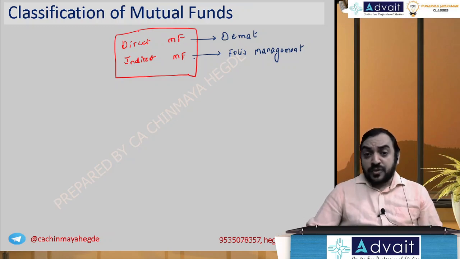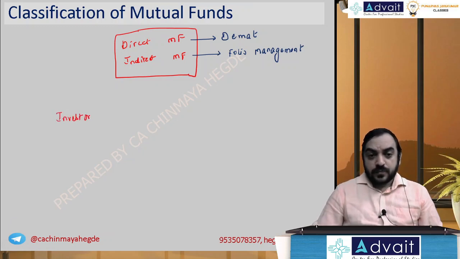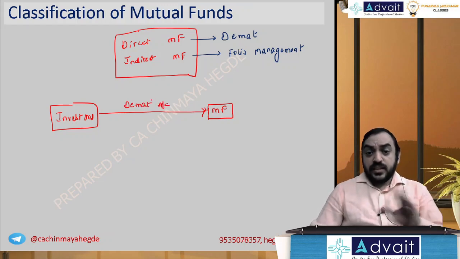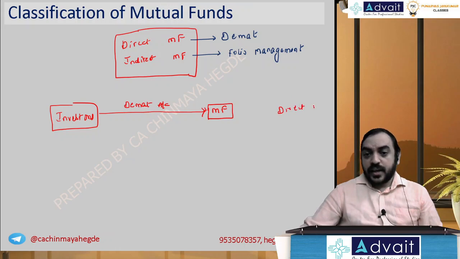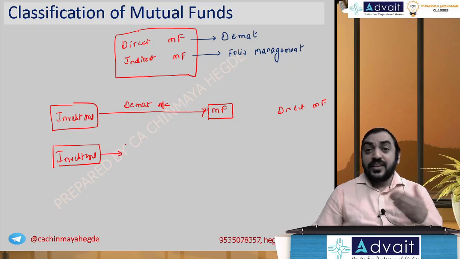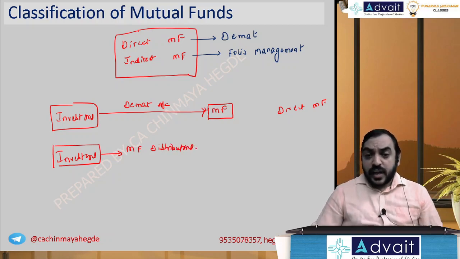So basically, what is direct mutual fund? I'll just show it to you. You have investors and you have mutual funds. You directly give the money to the mutual fund through a demat account. That is direct MF. Whereas investors go through some agents, called mutual fund distributors, MF distributors, and they invest in the mutual fund. This is called indirect mutual fund.